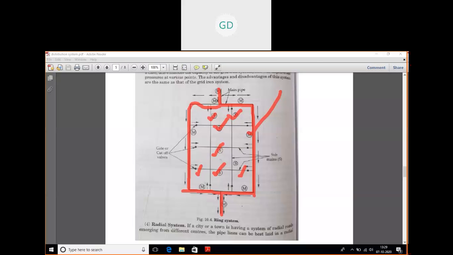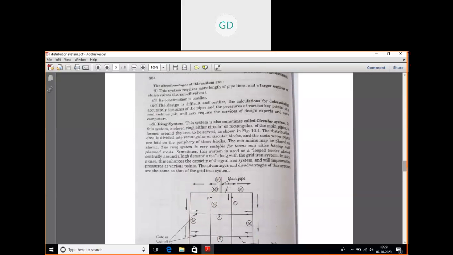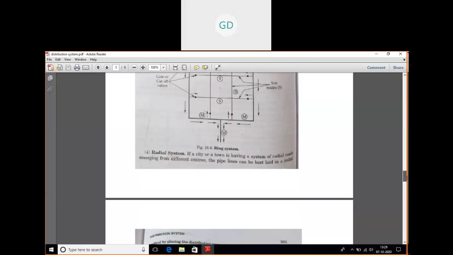And here, since the layout is of a similar kind to your gridiron system, the advantages and disadvantages of your ring system are similar to those of your gridiron system. Number four is your radial system.